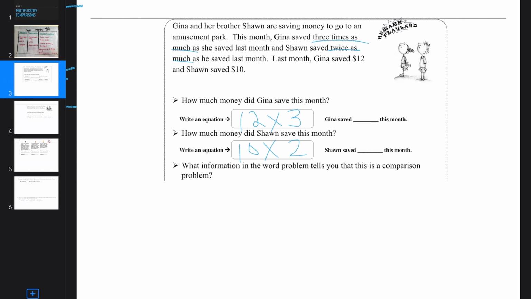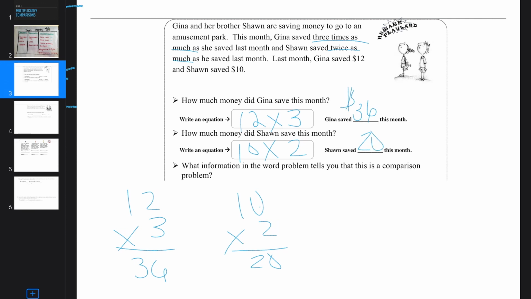So Gina saved 12 times 3. 2 times 3 is 6. 3 times 1 is 3. So Gina saved $36 this month. Sean saved 10 times 2. 0 times 2 is 0. 2 times 1 is 2. So Sean saved $20 this month.